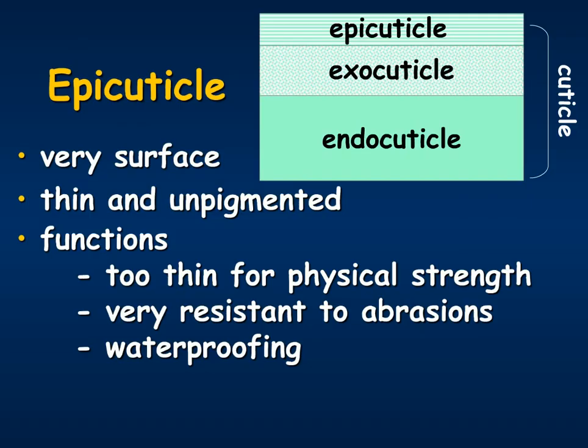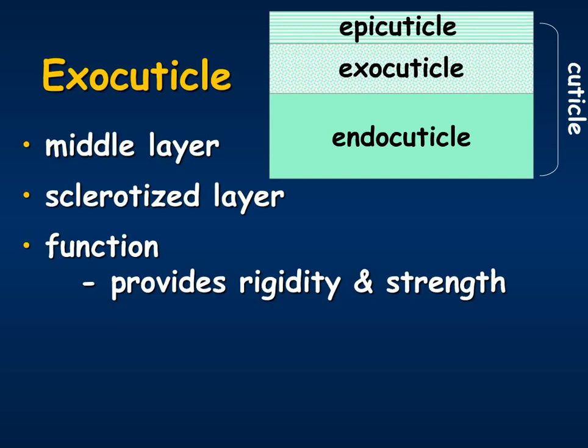So let's talk about the epicuticle a little bit. It's on the very surface of the insect, it's thin and unpigmented, and some of its functions are that it's very resistant to abrasions and helps with waterproofing. It is too thin for physical strength, and that's where other parts of the cuticle play a role. So the exocuticle is the middle layer, and it's a sclerotized or hardened layer, and therefore its function is to provide rigidity and strength for the exoskeleton.